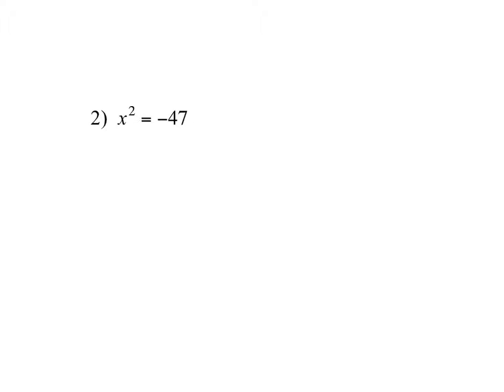So my next one, I take the square root on both sides. x equals, in this case, again, it's negative 47. So because of that negative, I'm going to take out, first of all, plus or minus, and i, and the square root of 47. The square root of 47 does not simplify, so we just keep it like that.